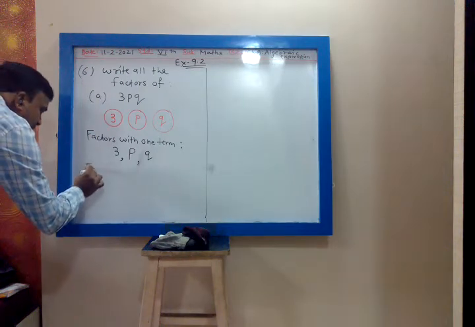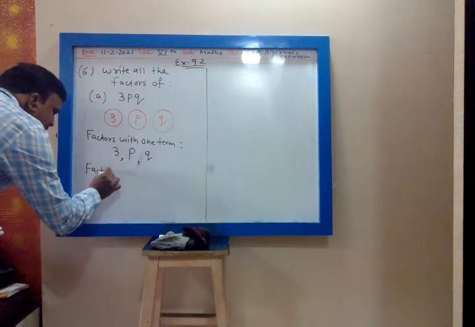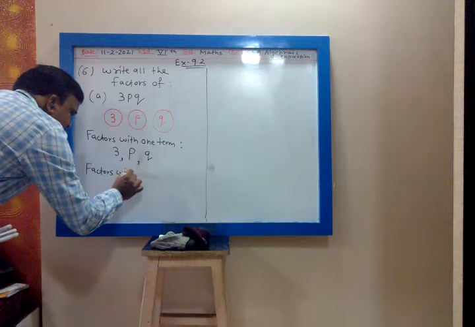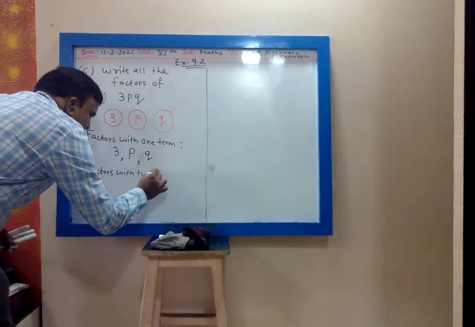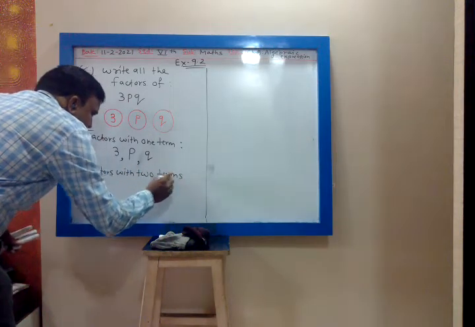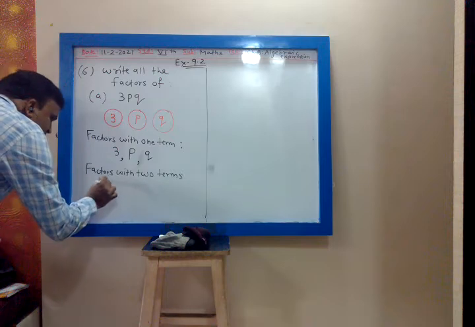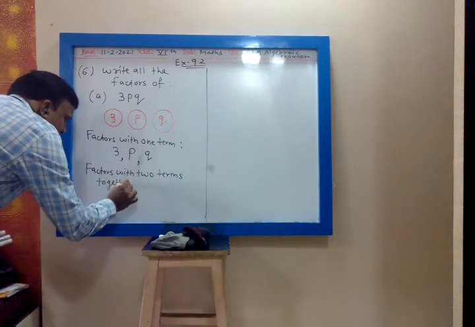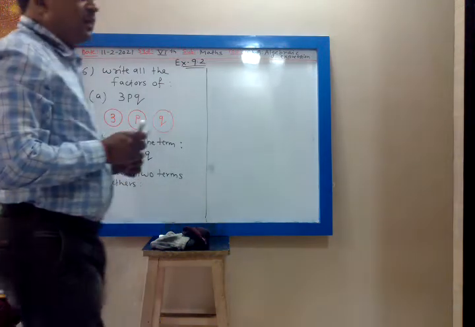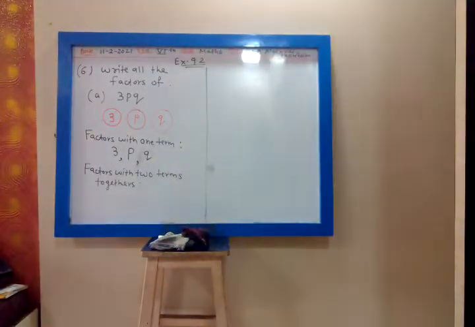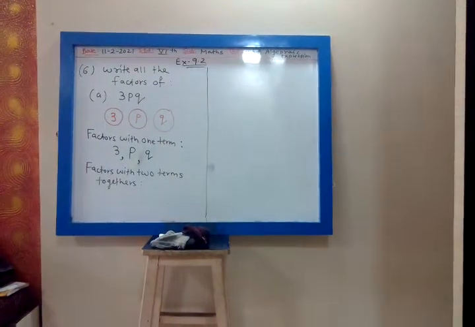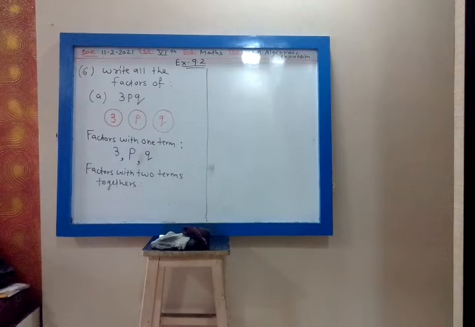Then factors with two terms together. So now you have to wait. Factor with one term means you have to take each number separately. 3PQ means 3 into P into Q. So 3 is a factor, P is a factor, Q is a factor with one term.